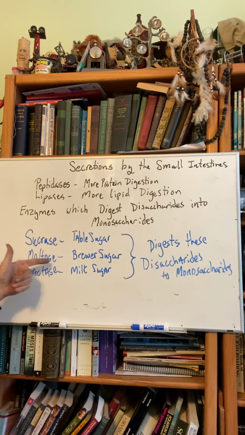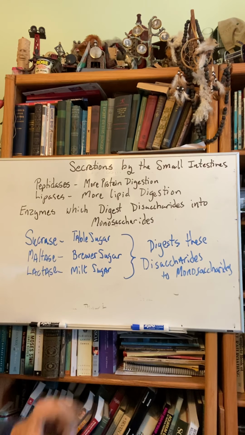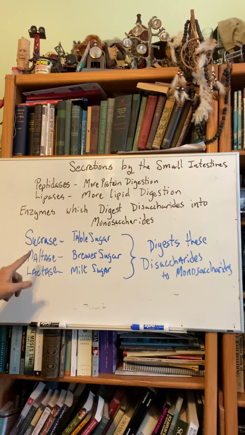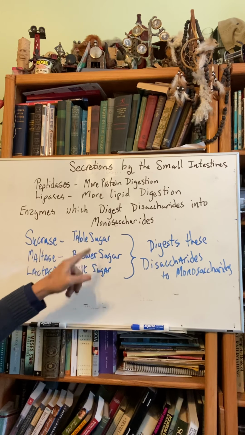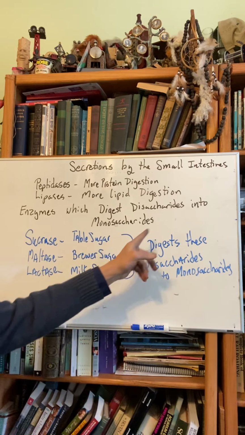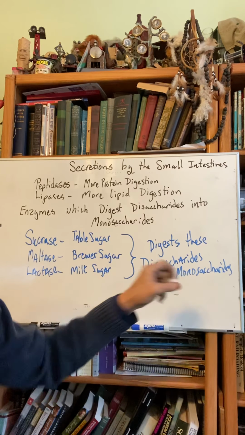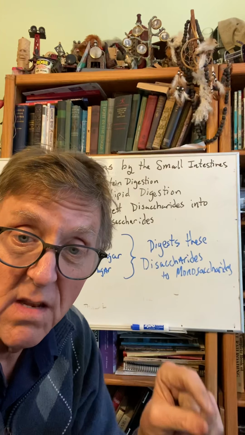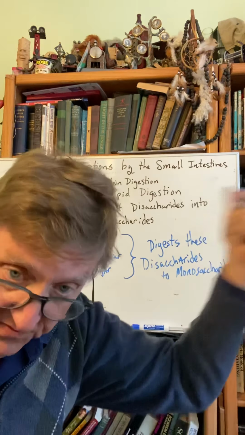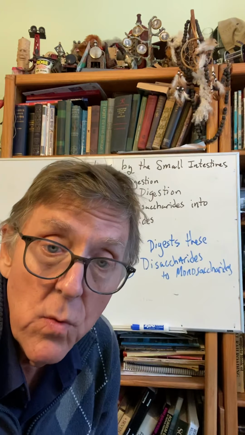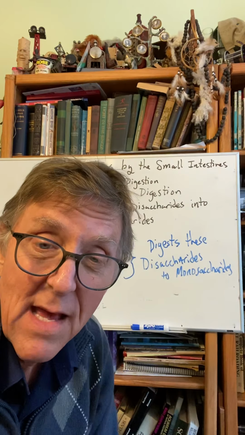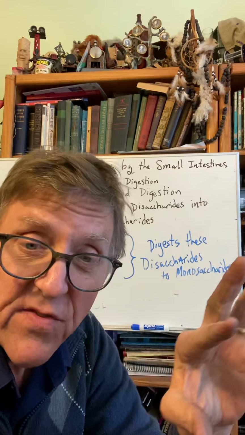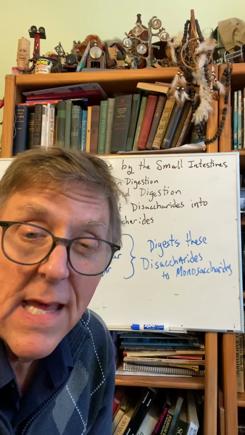And we have an answer for all of these in the secretions of your small intestine. Sucrase, maltase, and lactase. These are all enzymes that are going to break down the table sugar, the brewer's sugar, the milk sugar. They're going to break them down into monosaccharides. And in the small intestine, those monosaccharides are going to be absorbed into the circulatory system through the increased surface area created by the villi on the interior of the small intestine.